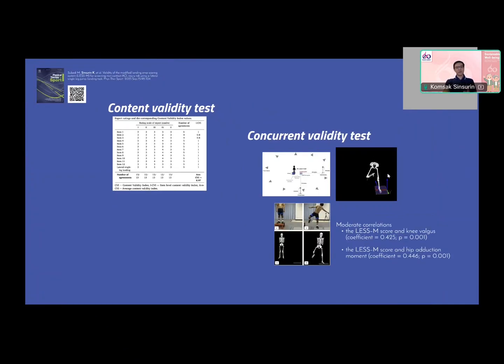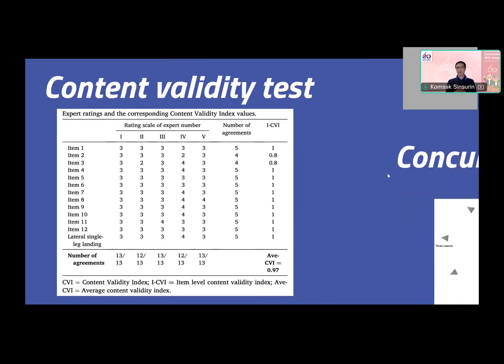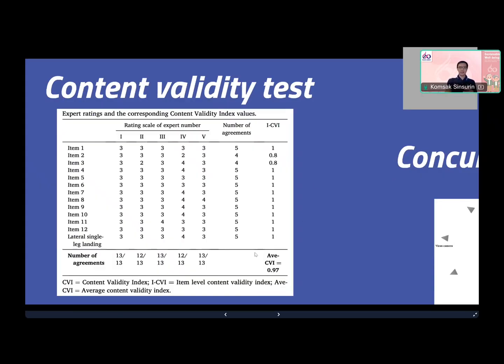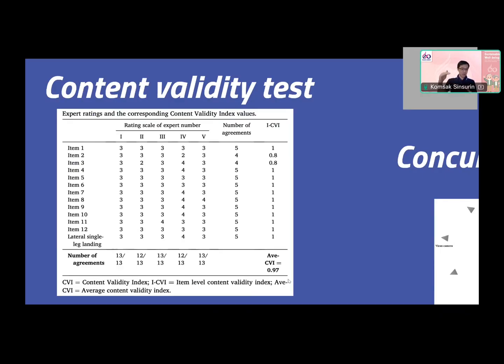After we developed the LESM, we conducted research to test the content validity. We invited 5 experts in the field to assess the content validity. This is the statistical analysis to observe the content validity with the CVI, or content validity index. And we found that the average content validity index is 0.97. So it's pretty high. It means that LESM has high content validity from 5 experts in various countries.